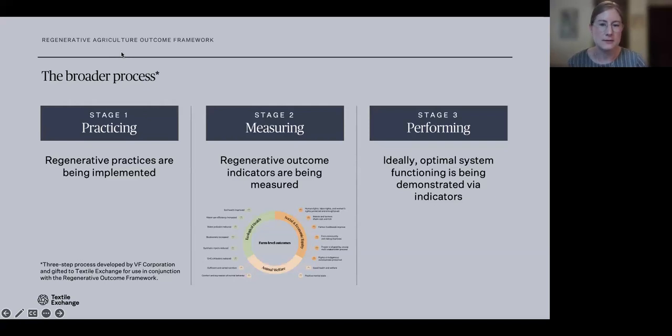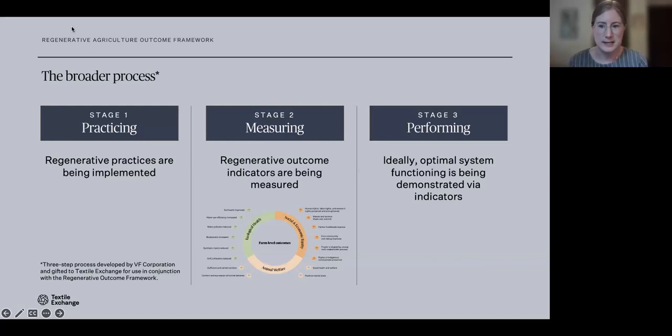Just to echo what Beth has already shared, VF has been very deeply engaged in working with partners to source regeneratively produced materials and build new regenerative supply chains, and recognizes that there's a need to bring some consistency in how they're working with farmers and program partners across very different regions, contexts and materials. And so Peer Strategies, a consulting firm that I'm with, has been working with VF to develop this broader framework that we're really excited to share with the Textile Exchange community and industry.